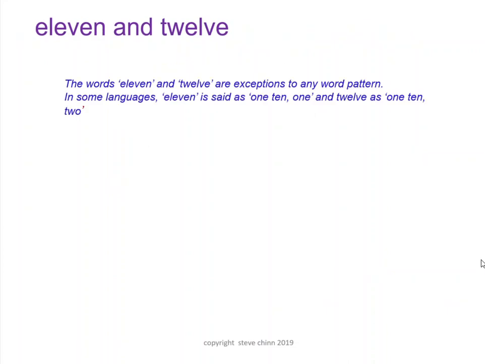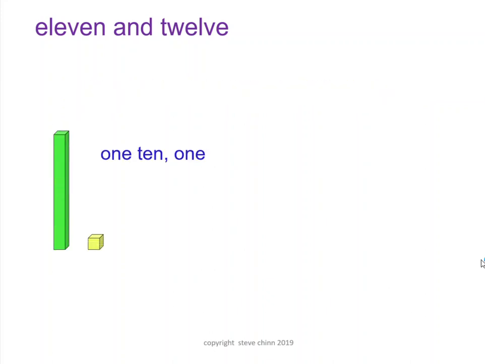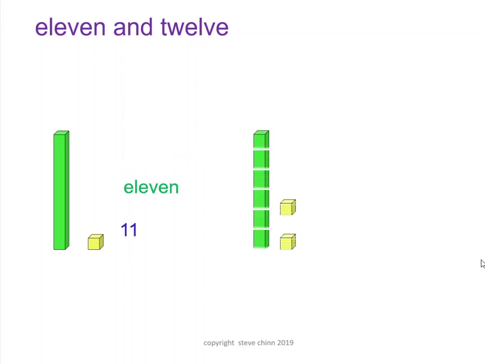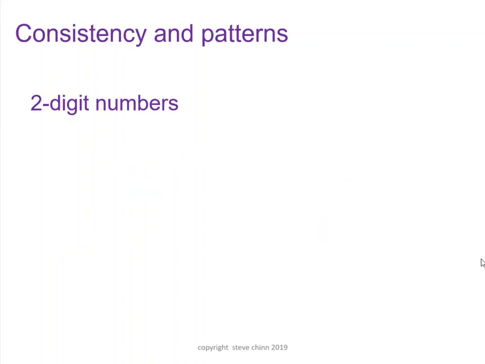And unfortunately 11 and 12 are exceptions. In some languages, Welsh, Cantonese, 11 is said as ten one and 12 as ten two. So let's look at 12. There's 1 ten and 1 one for 11. Here's 12, 1 ten and 2 ones. So now we've got 2 different digits. The 1 in the 12 is 10, the 2 is 2 ones.